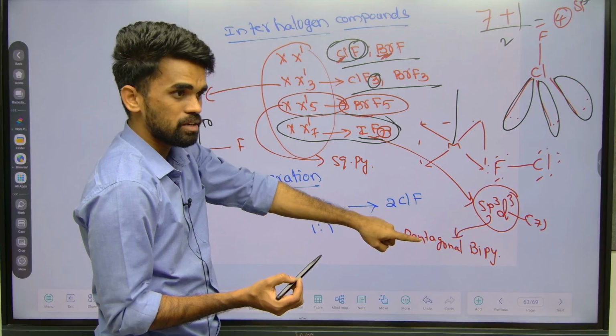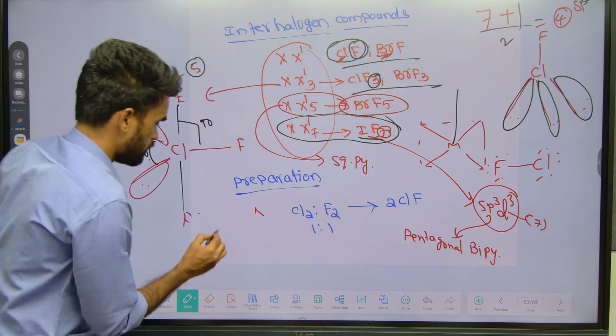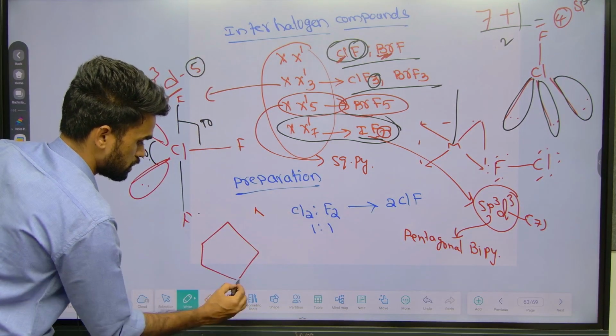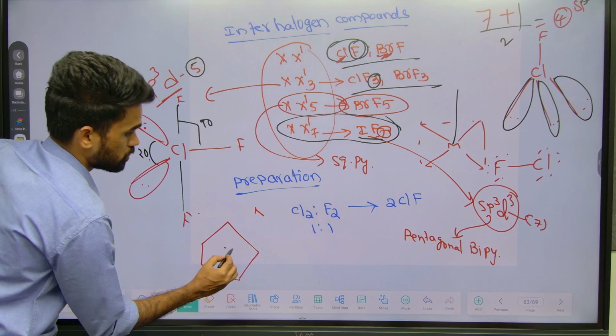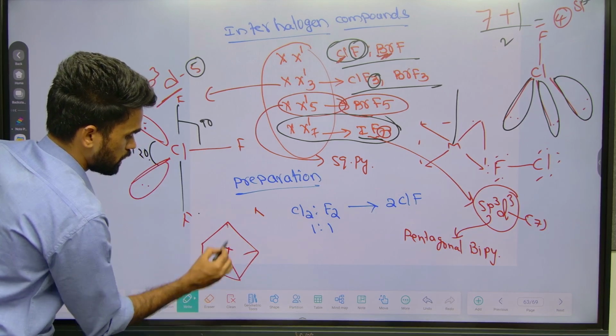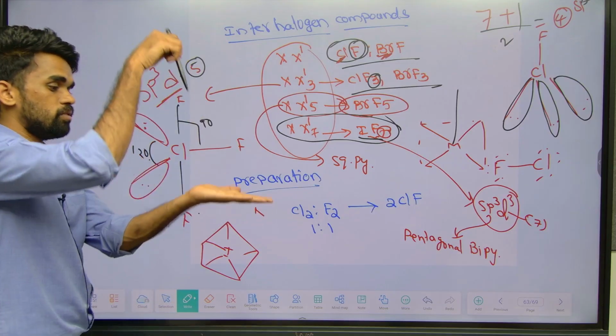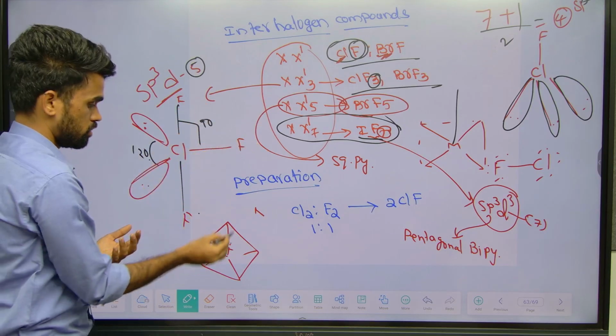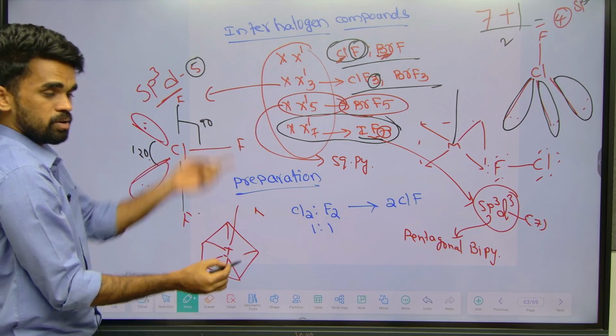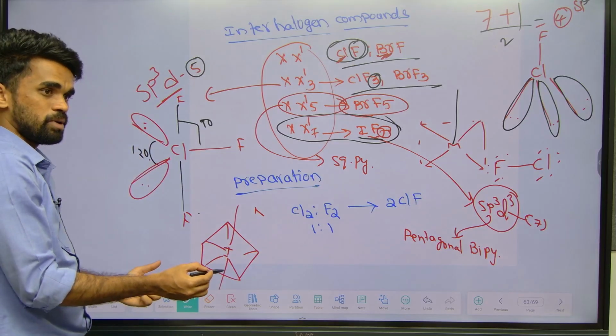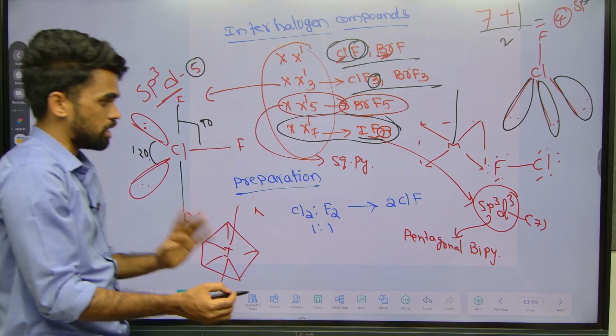If there are 7, pentagonal, it means you draw a pentagon like this first. This is the central atom. Put 5 fluorines like this. Still how many fluorines are there? Above 1, below 1. So pentagon, with one pyramid above and one pyramid below. So pentagonal bipyramidal. That's it.